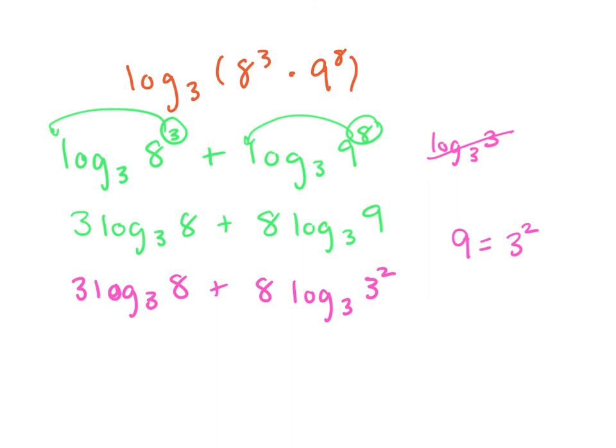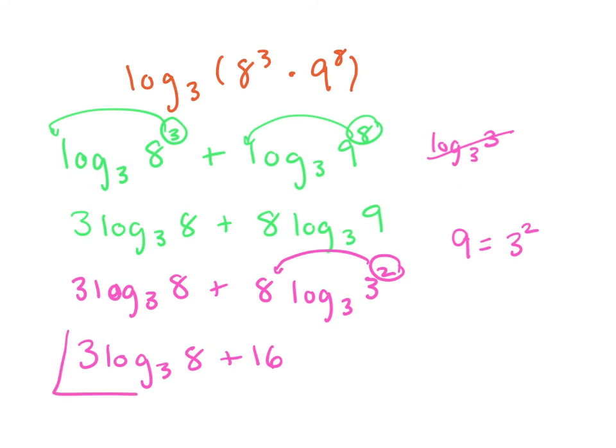So that log base 3 of 3 cancels out and becomes 1. So what happens to the 8 and the exponent? You multiply them. So we would just move our exponent to the front. So this would be 2 times 8. So 3 log base 3 of 8 plus 16 would be our final answer, because this cancels.